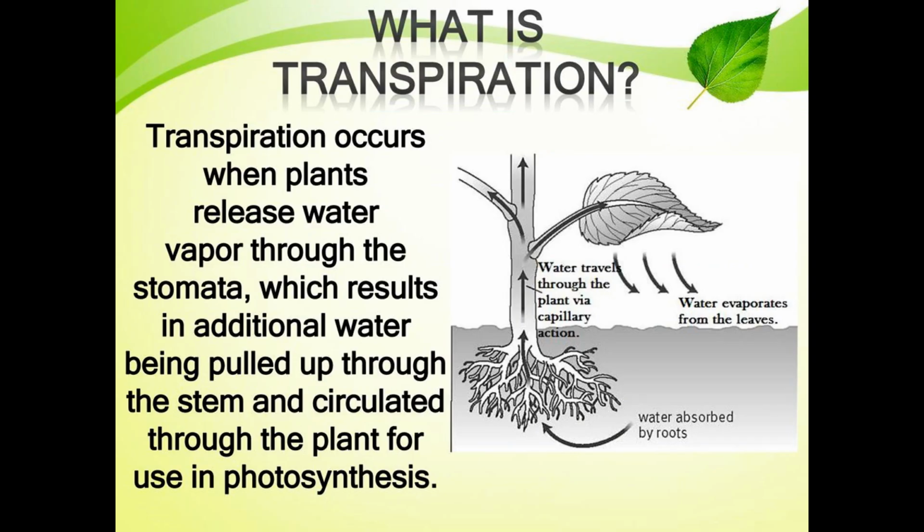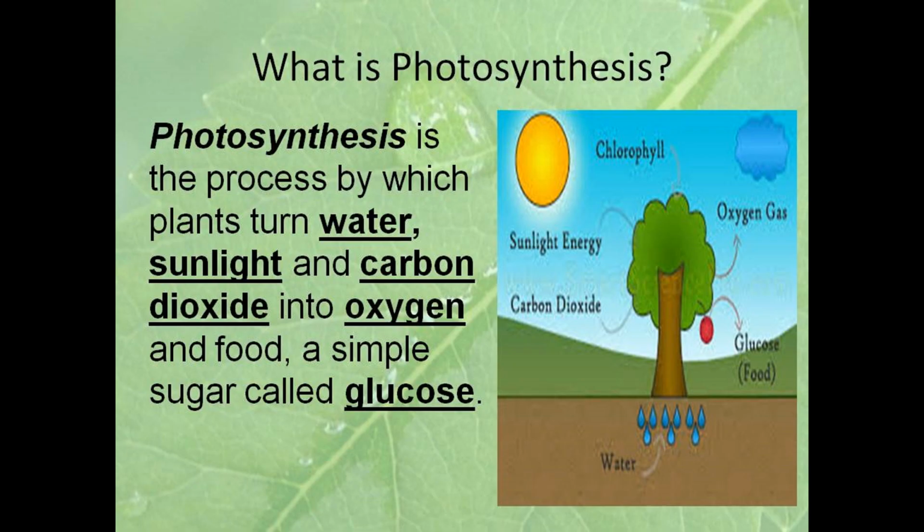Then what is transpiration? Transpiration occurs when plants release water vapor through the stomata, which results in additional water being pulled up through the stem and circulated through the plant for use in photosynthesis. So in transpiration, water travels through the plant via capillary action. Then water evaporates from the leaves. Then water is absorbed by roots. Then we go to photosynthesis.